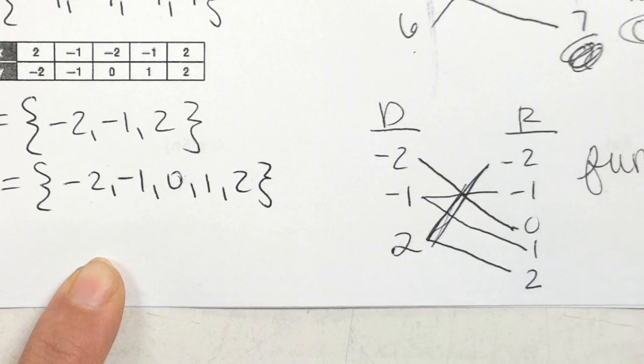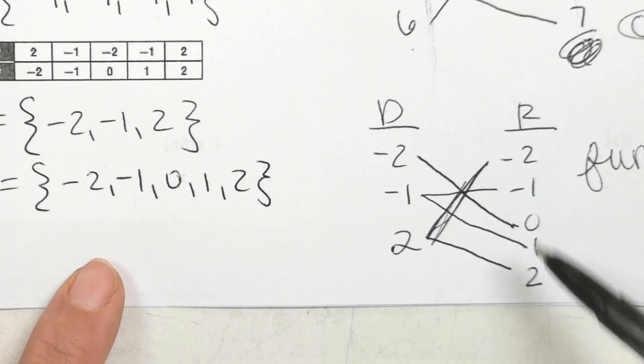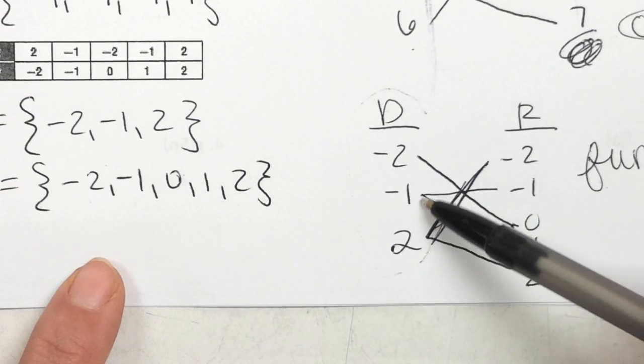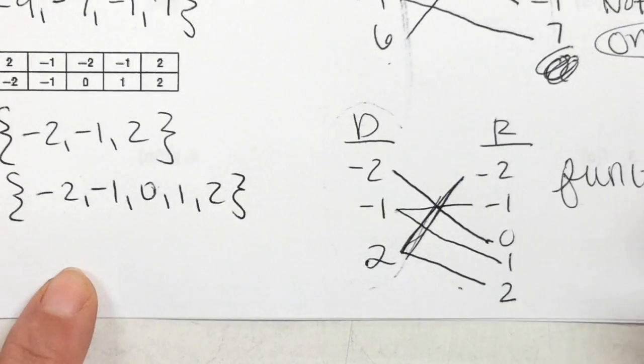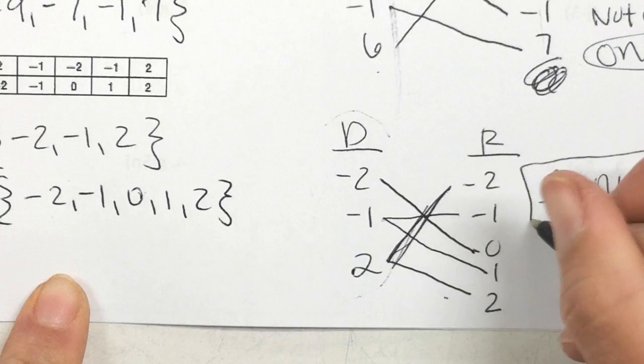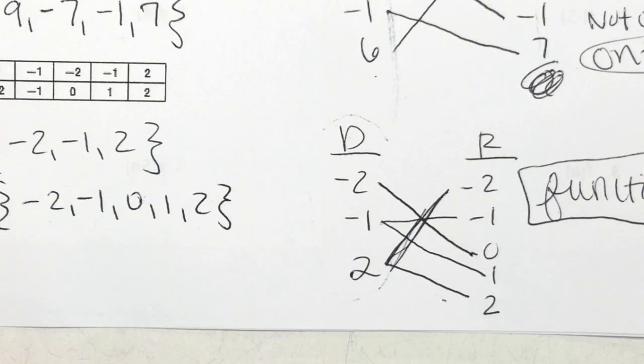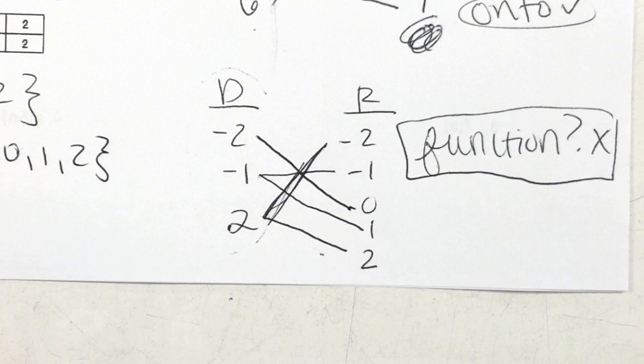Why? Good. You look at the domain, see how it's got 2 coming from -1, 2 coming from 2? So it's not a function. And if it's not a function, you don't even have to list if it's 1-to-1 or onto. If it's not a function, you can stop there. Because to be 1-to-1 or onto, it has to be a function. Any questions about that one?